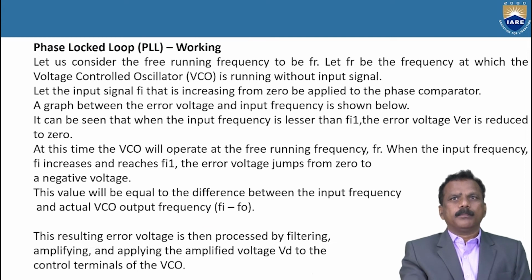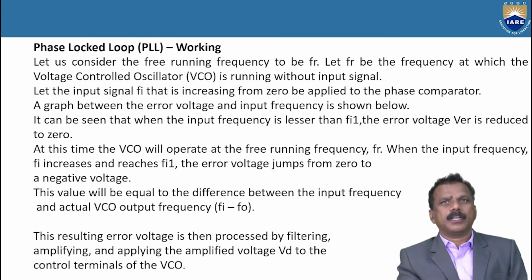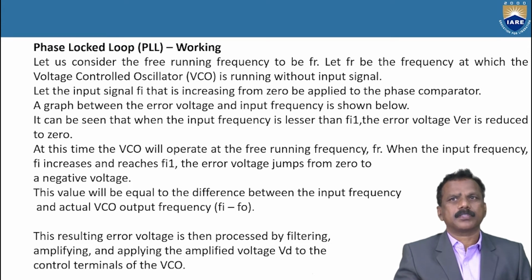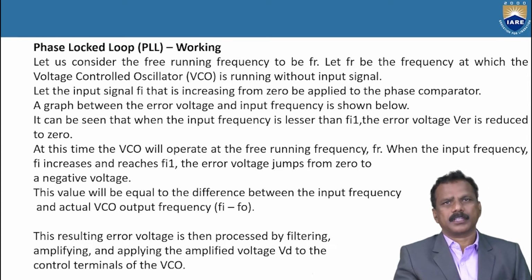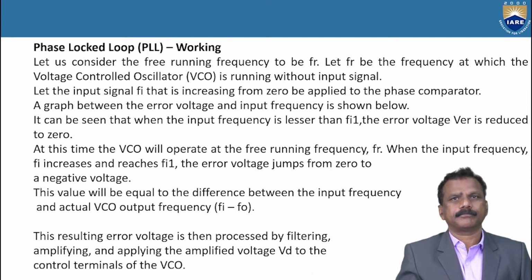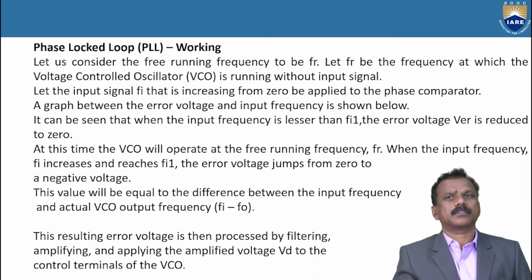Next, phase lock loop. About the working of PLL, phase lock loop. Let us consider the free running frequency to be FR. Let FR be the frequency at which the VCO is running without an input signal. Let the input signal increase from 0 and be applied to the phase comparator. The graph between the error voltage and the input frequency is ready to observe.